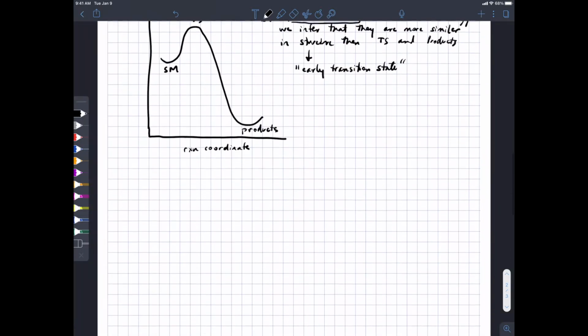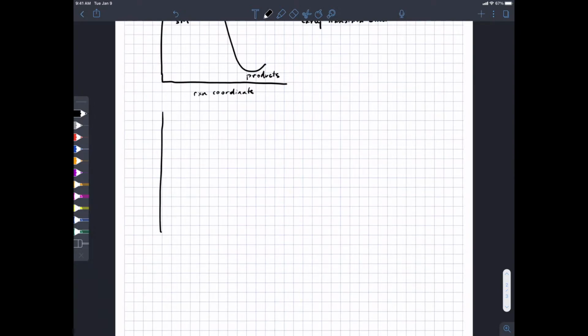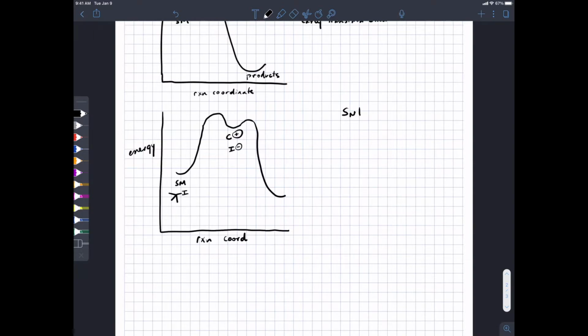The classic example of a late transition state is the SN1 reaction, where the energy diagram looks like this. Here's the reaction coordinate, which is really just some geometry that describes the progress of the reaction. Here is energy. You go from starting materials here through a high energy transition state to a carbocationic intermediate and the leaving group, and then you have the nucleophile come in, and then you have your product, right? Here is the rate determining transition state.